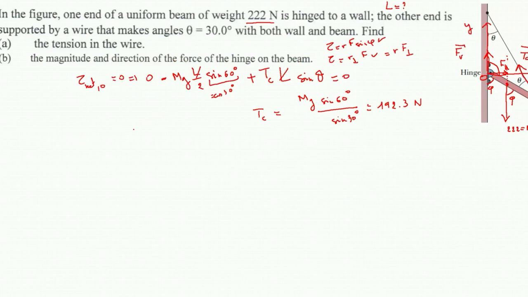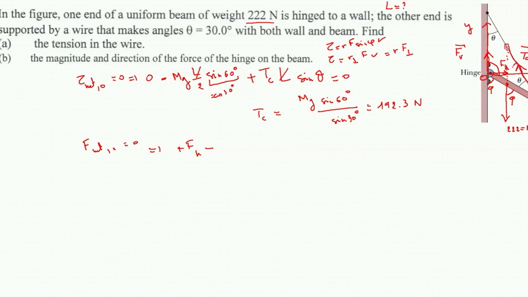So I need to find F horizontal and F vertical. Net force along X is equal to 0. So along X, I have plus FH minus the X component of TC. How do I get the X component of TC? Well, TC is making this vector. So this is TC if I just translate it here.